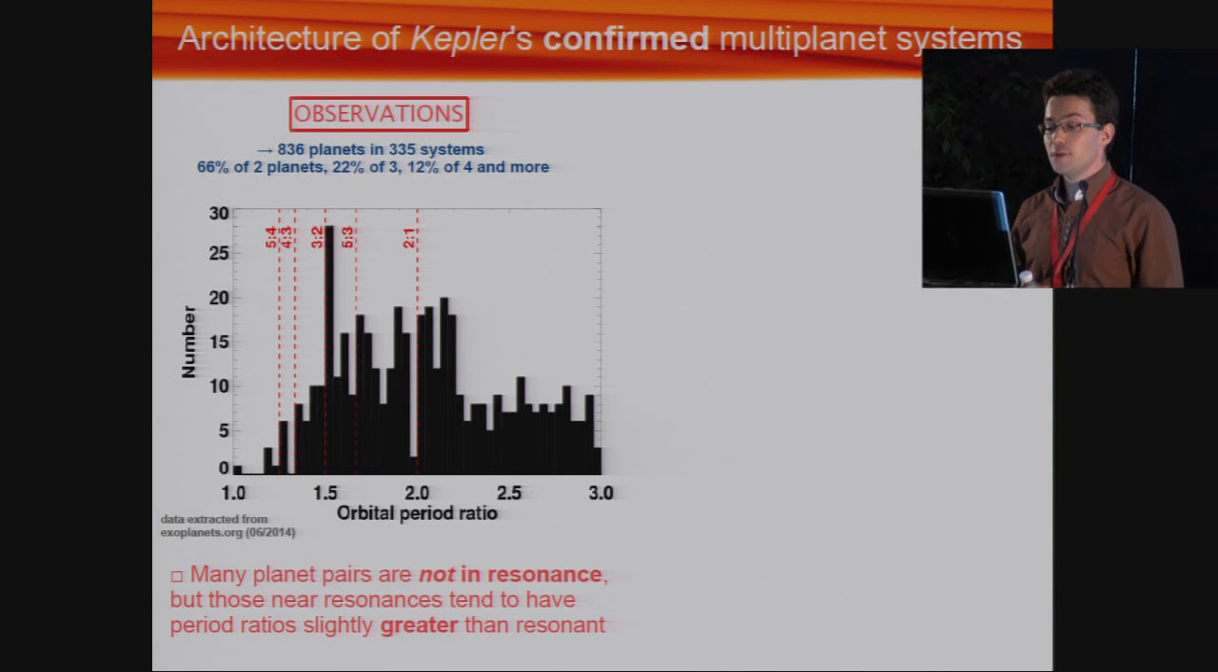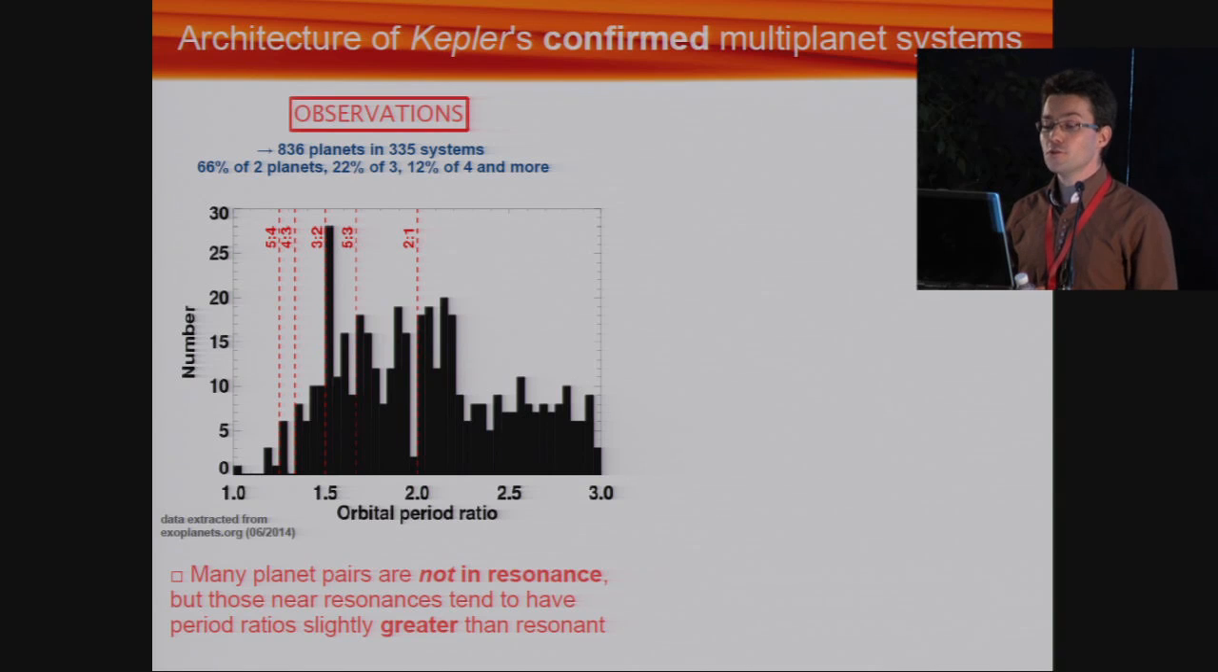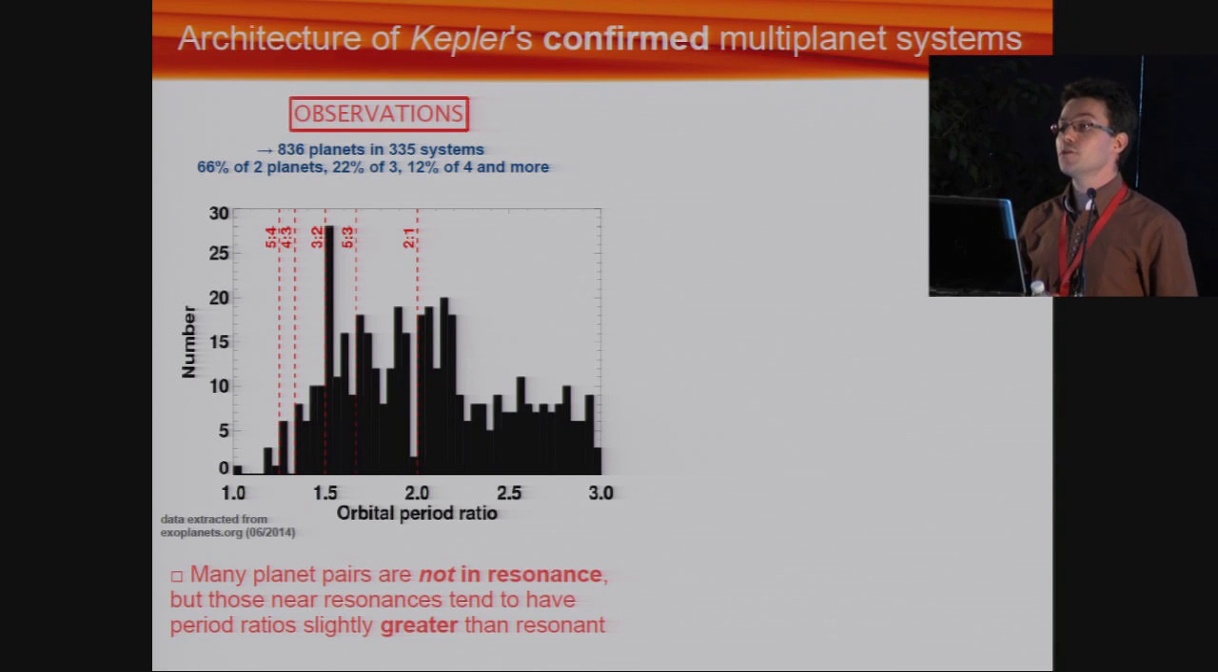the multiplanetary systems that have been detected by transit methods, and most especially by Kepler, one very useful piece of information to study the dynamical evolution of these systems is to look at the observed distribution of the period ratio between pairs of planets in a given system, which is shown in this plot, with dashed lines showing the location of different resonant ratios. And maybe quite surprisingly, we see that there are many planet pairs that are not in resonance. First, there's a broad distribution of period ratios. And the second thing is that those planet pairs that are close to resonant ratios appear to be just wide of resonance, that is, with a period ratio that is slightly greater than the resonant ratio.